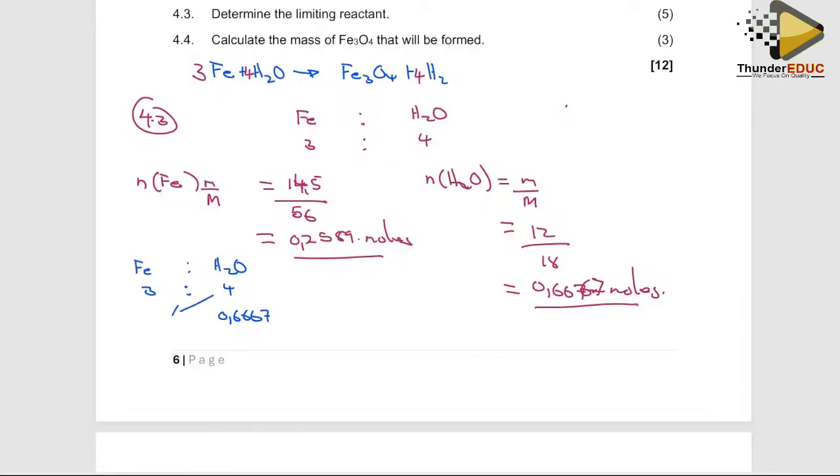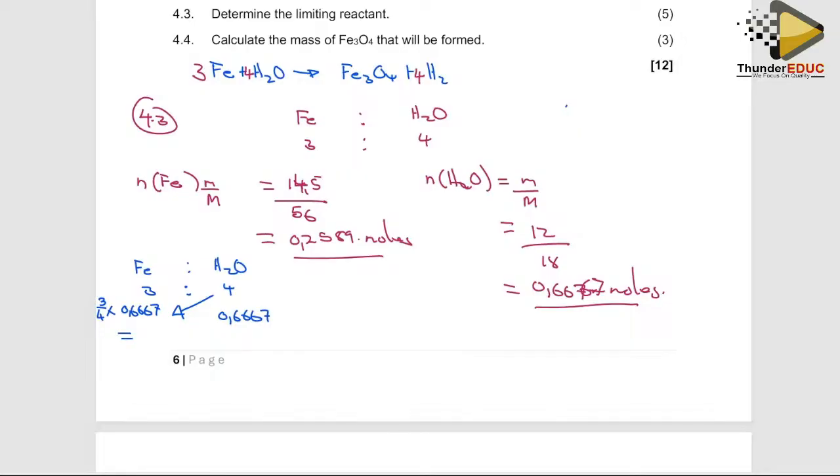So in terms of this, how much am I going to need? In terms of this here, I'm supposed to say 3/4. So for Fe, I'm going to say 3/4 multiplied by 0,6667, right? So I'm going to get a value of what there for my ion.